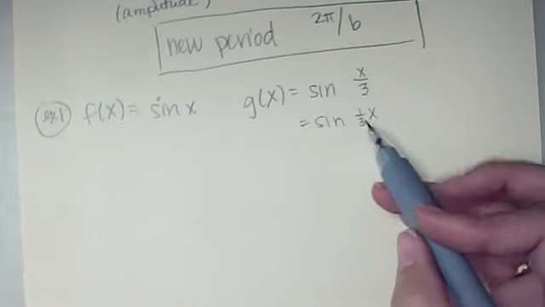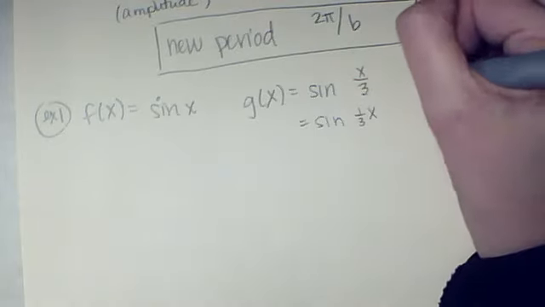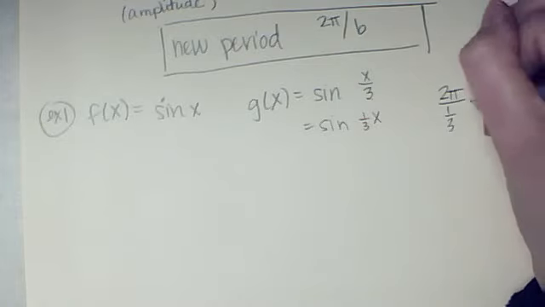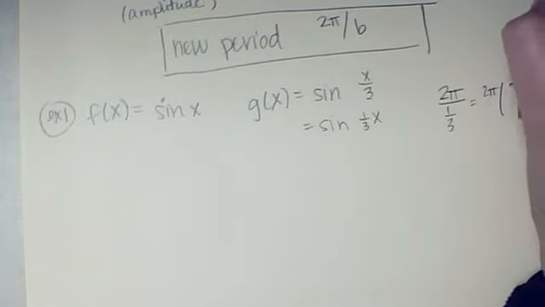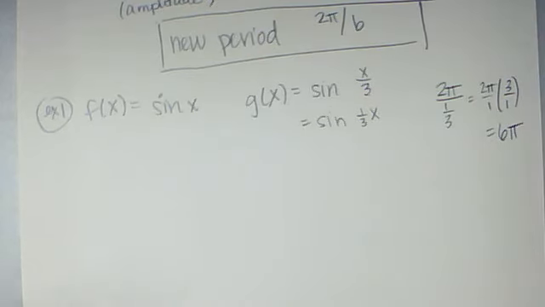That's the only thing changing here. There's nothing being added or subtracted. The amplitude in front is still 1. So to see this change, we're going to do 2 pi divided by 1/3. Remember, when I divide by a fraction, that's the same as multiplying by its reciprocal. So 2 pi times 3 over 1, 2 times 3 would be 6, so 6 pi over 1. And that's our new period. That's the only thing that's going to change here.